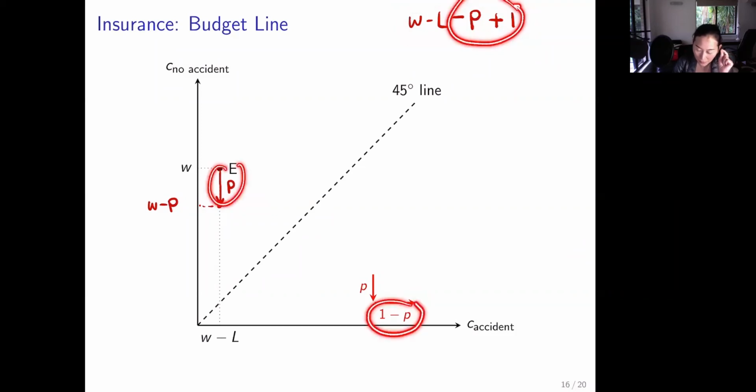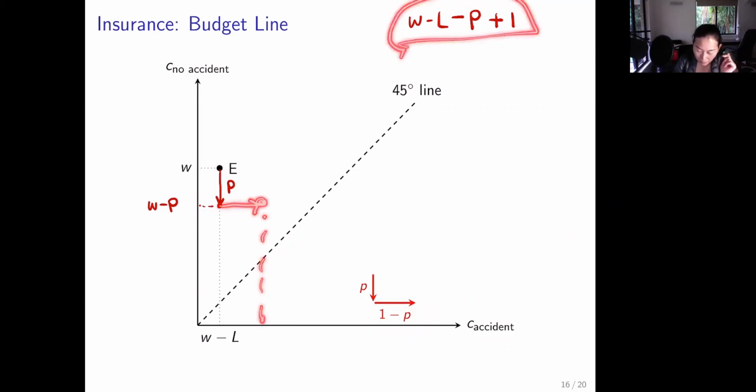So you reduce by P, and then the wealth in the case of accident should increase by this amount, given that P is between 0 and 1. Okay, so that means that this number is going to be positive. So you move to this side. So this is going to be the bill minus L minus P plus 1.